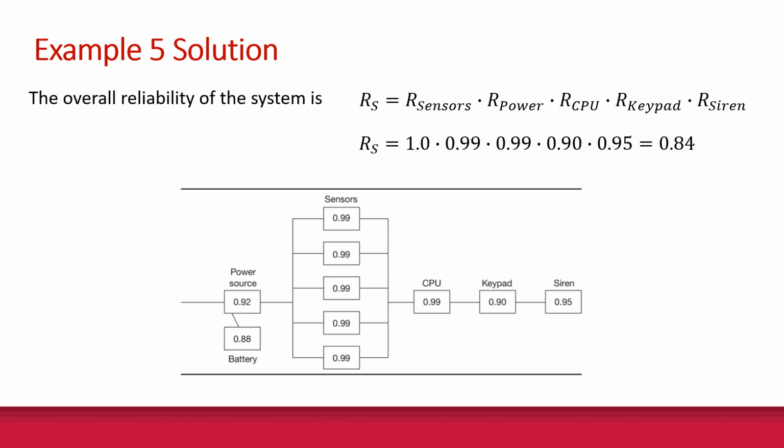So here the overall reliability of the system is easy to calculate. We simply multiply the individual reliabilities. What we've done is take the power source and the battery and replace them by one element. That's our power here. We calculated that, and we've taken the 5 sensors and replaced those by 1 element. That was 1. So now we have 5 elements in series. And so, back to our formula for calculating reliability of series elements, we can just multiply these together and we get 0.84 as the reliability of the entire system.